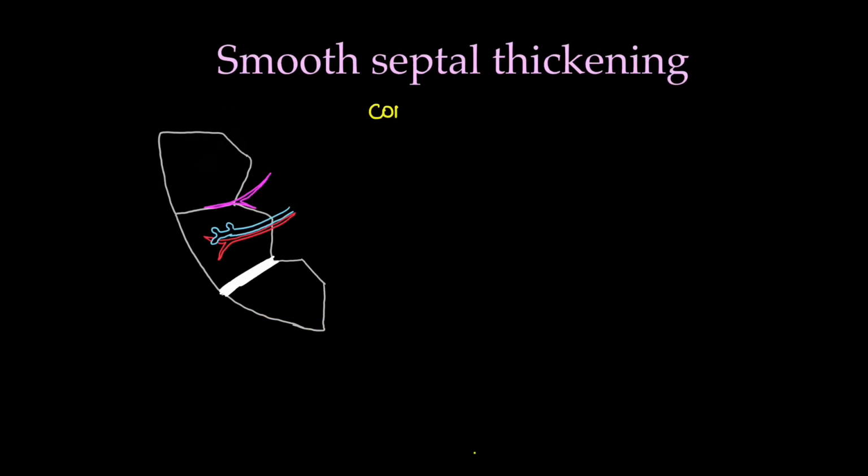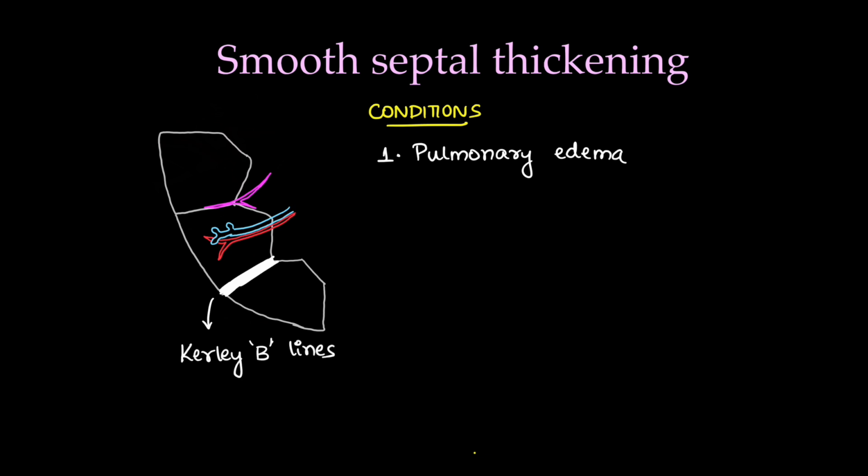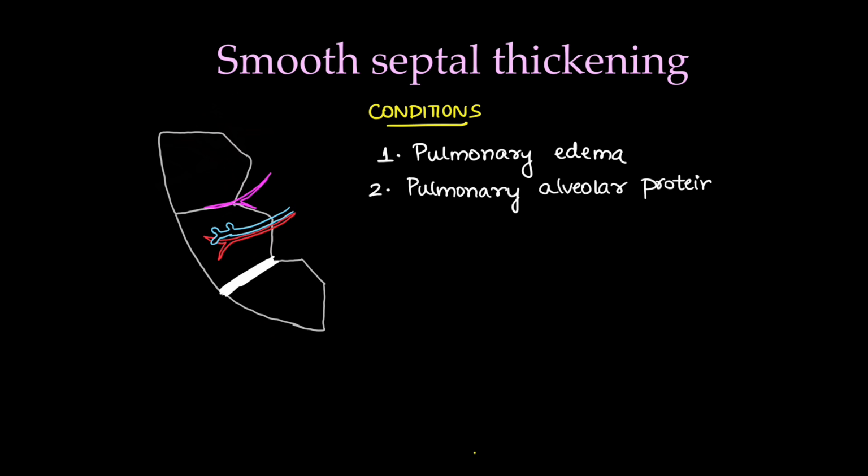The conditions which cause smooth septal thickening are pulmonary edema. These are the ones which are known as Kerley B lines in case of pulmonary edema. Next condition is pulmonary alveolar proteinosis.